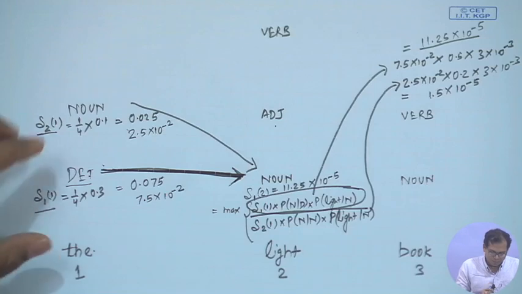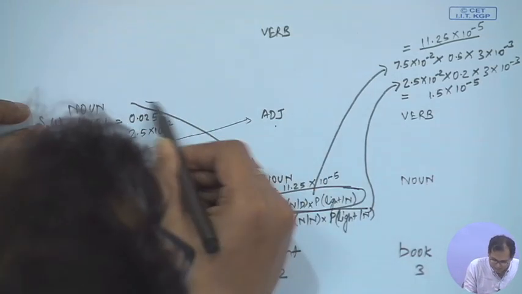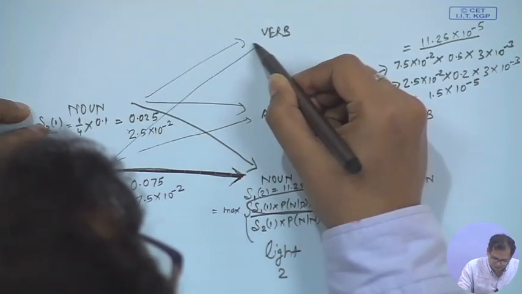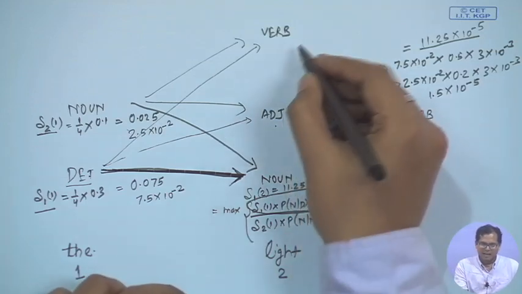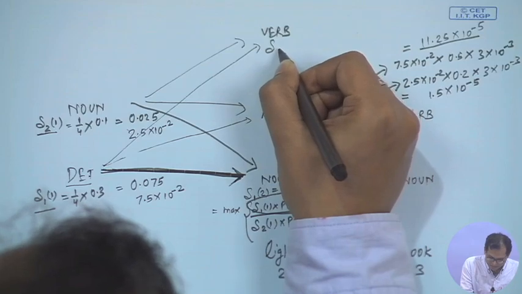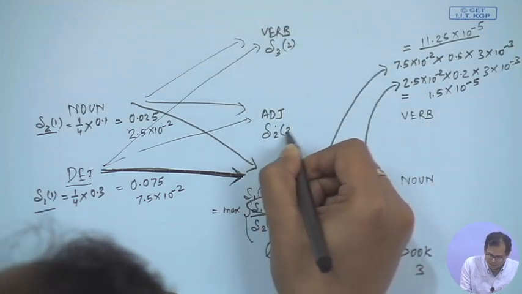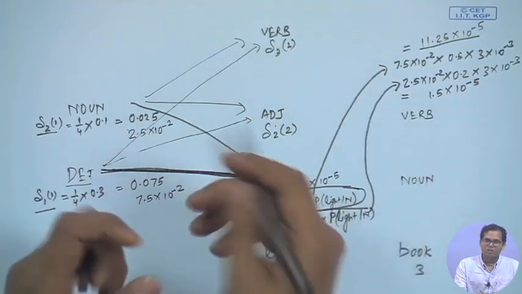For adjective, again there will be two possibilities, coming from determiner and noun. For verb there will be two possibilities. Again you will compute the probabilities using the formula and store the best probability. So it will be delta 3 at step 2, delta 2 at step 2. This is what you will store. Also you will store the backtrace.